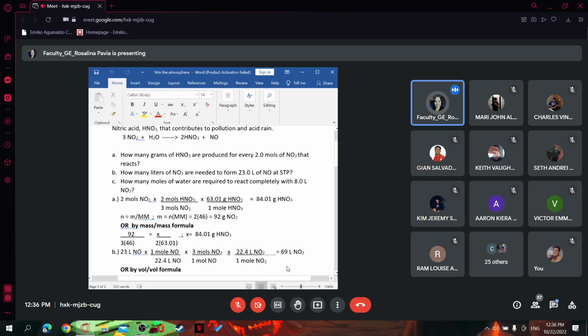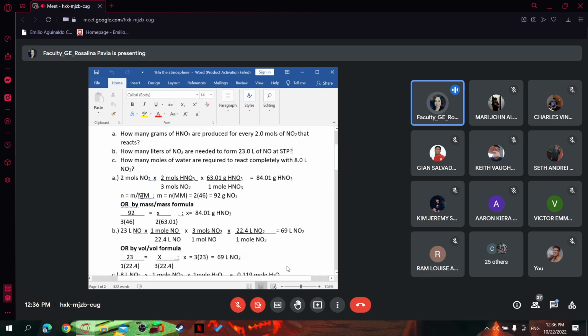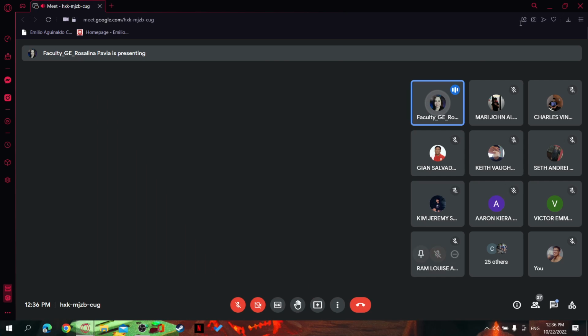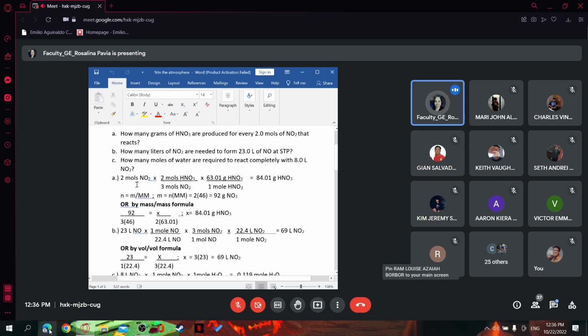Okay, now by the formula, i-convert nyo muna yung 2 moles of NO2 into mass. Or not really convert. You have to determine the mass from given 2 moles of NO2. The term convert is not appropriate term for this. You have to determine the mass given the moles of NO2. So, M now is N, 2 moles times molecular mass of NO2. You have 32 plus 14, 46.